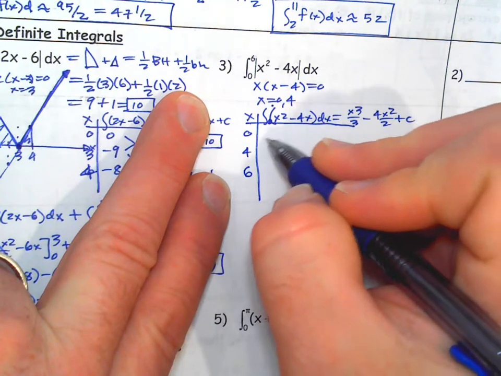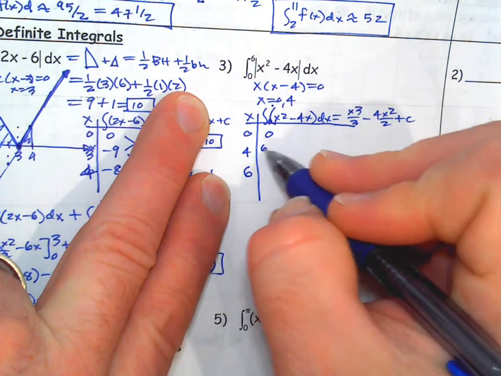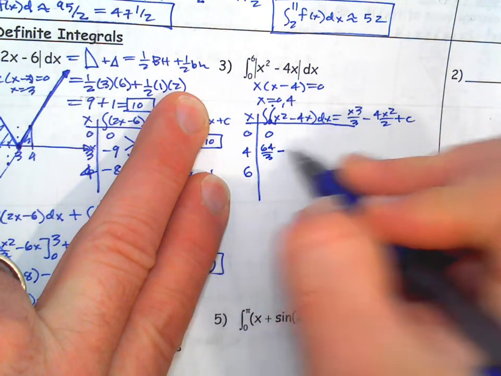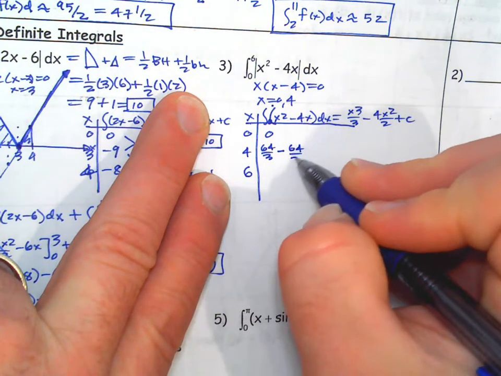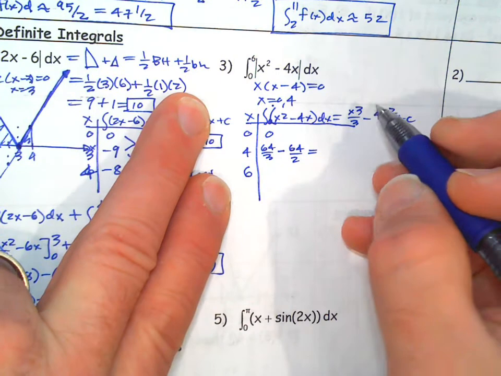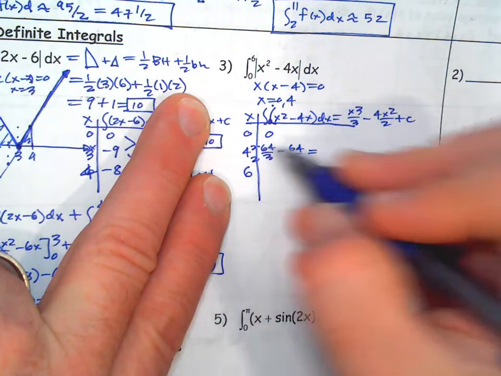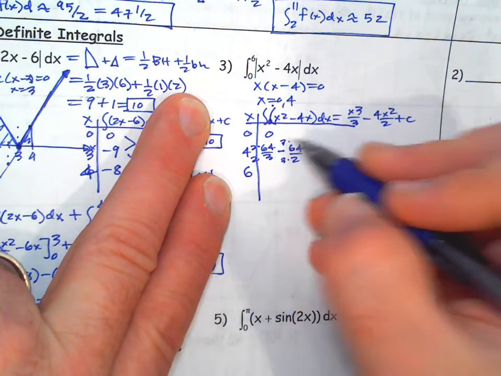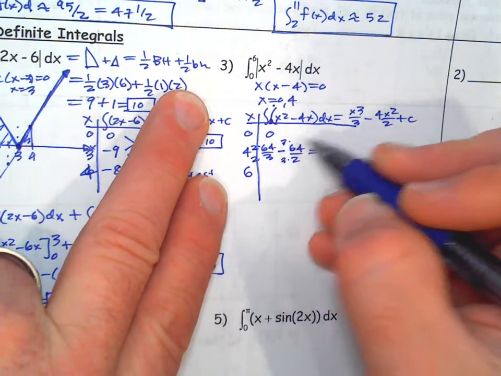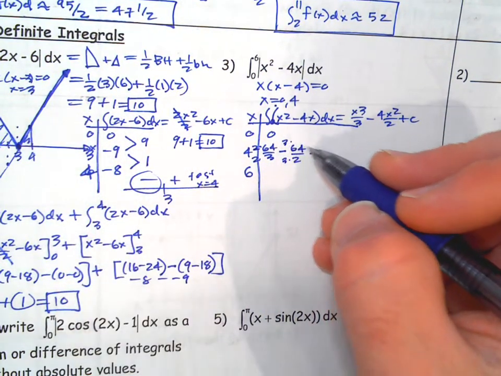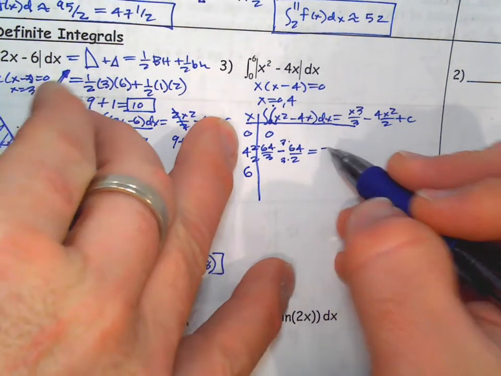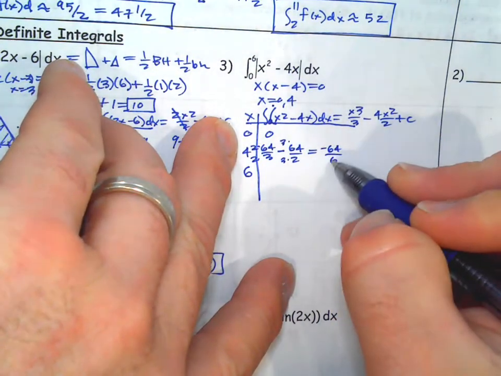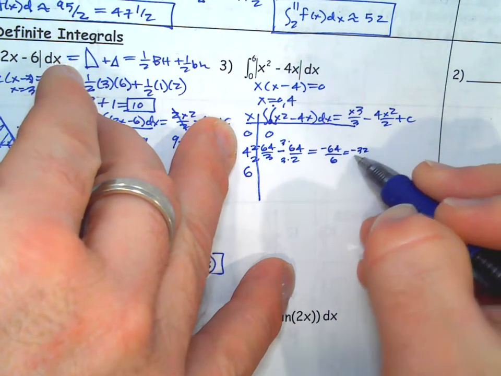Plug 0 in and get 0. Plug 4 in, you're going to get 64 thirds minus 64 halves. So the least common denominator would be 6. That's going to be 128 minus 192, so you're going to get negative 64 over 6. So that's going to be negative 32 over 3.